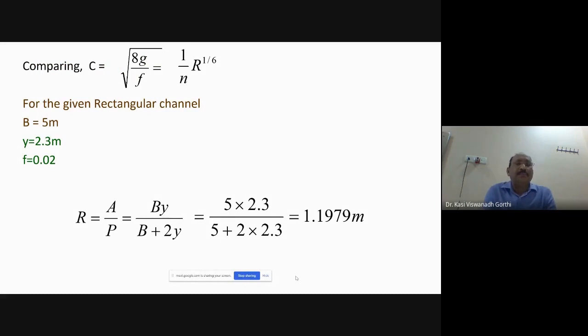So for the given problem, it is a rectangular channel. Bed width is given to be 5 meters. Depth of flow is 2.3 meters. Friction factor is 0.02. So hydraulic radius R would be equal to A by P, wetted area divided by wetted perimeter. Wetted area is B into Y. Wetted perimeter is B plus 2Y because it's rectangular. So B is 5, Y is 2.3: 5 into 2.3 by 5 plus 2 into 2.3, 1.19 meters is the hydraulic radius.